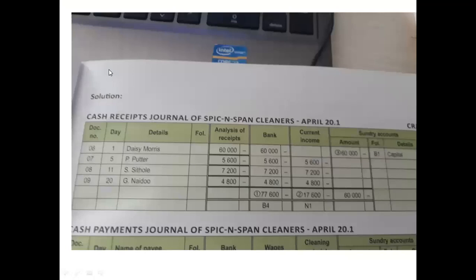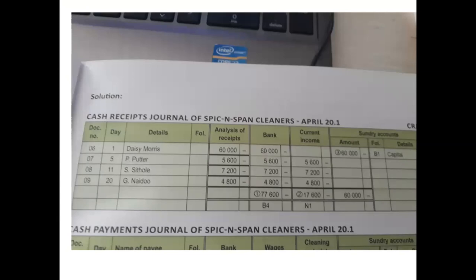Right, there you can see the document number, it's receipt number 6. I will prefer it if you write the R for receipt in front of it. So R6. The date will be the first. Details: remember you take the name of the person, Daisy Morris. The amount, 60,000 Rand.